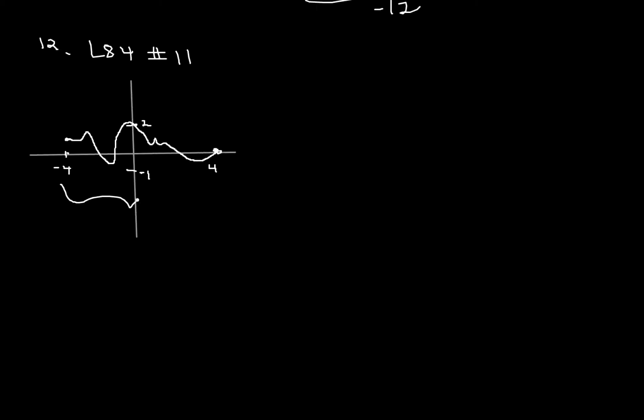Okay, the domain is the x values, where the x goes. So the x goes from negative 4 is less than or equal to x is less than or equal to 4. So that's your domain. Just call it D. We're not going to do the notation or anything. I just want you to get the point. It's the x values.